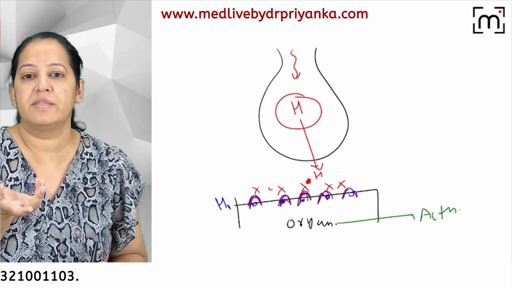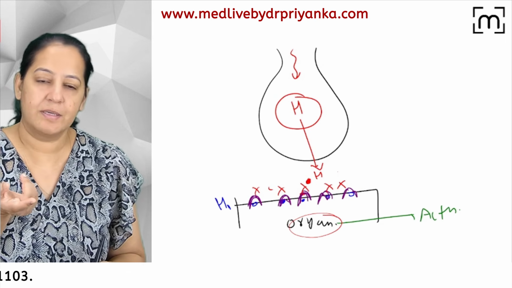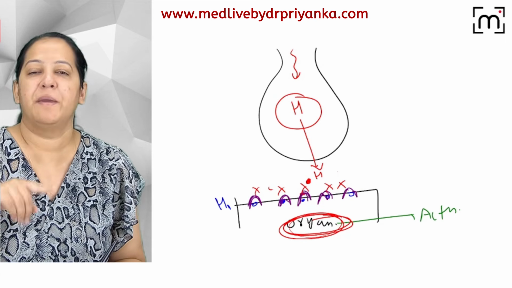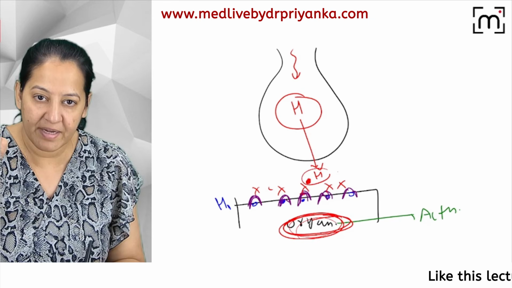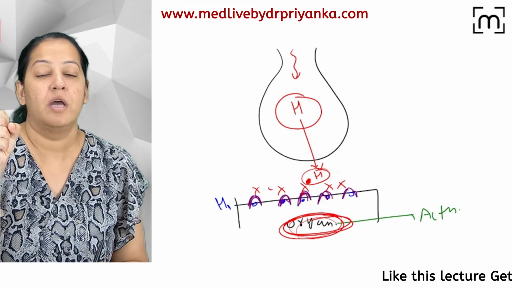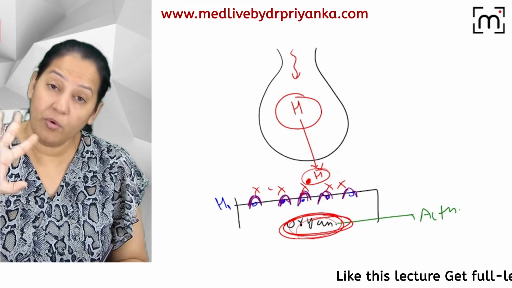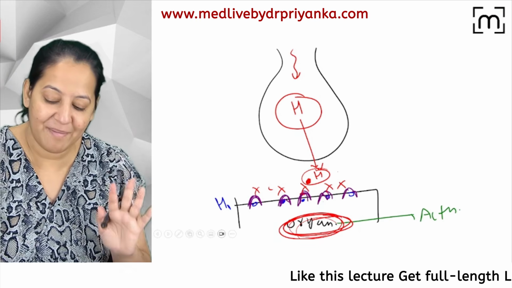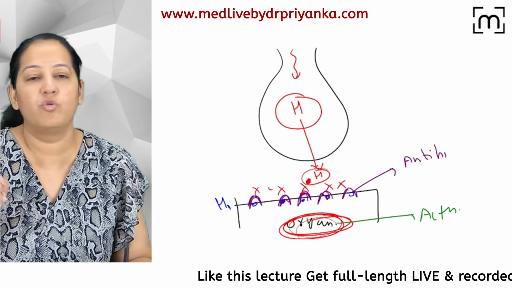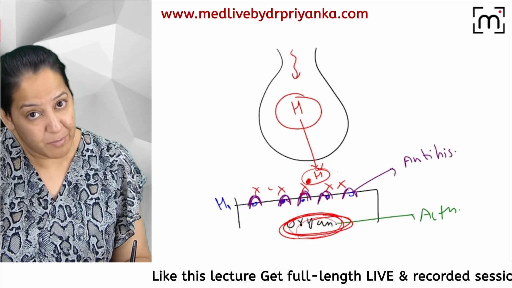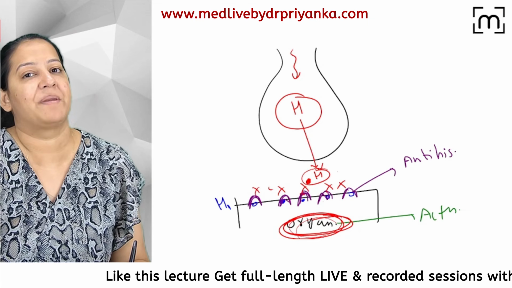Suppose this organ is smooth muscle, maybe lung smooth muscle, intestine smooth muscle, or uterus smooth muscle. When histamine comes and binds here, it produces contraction. But now histamine cannot bind, so the reverse will happen, that is relaxation. Mind my words very carefully. These drugs, antihistaminics, do not produce relaxation. They are just blocking the action of histamine. That's why the reverse is happening.